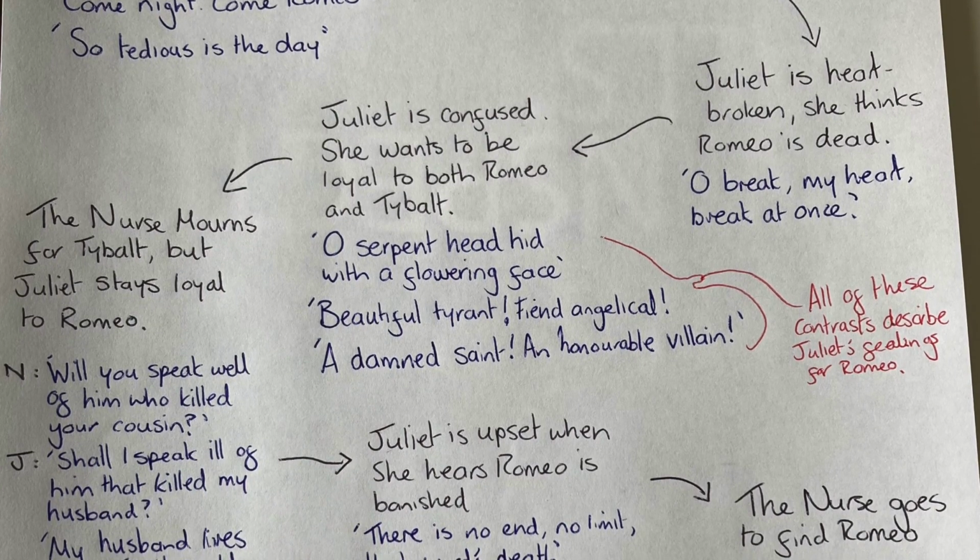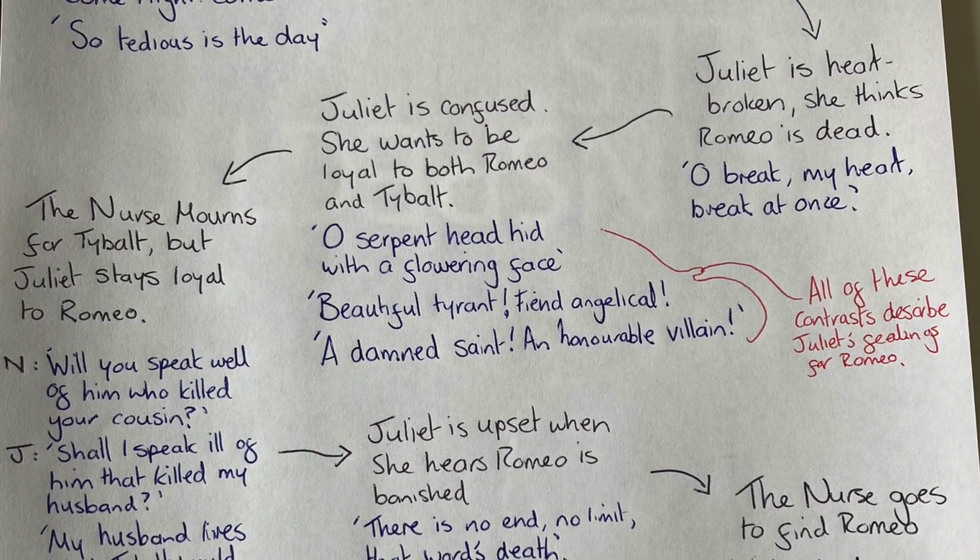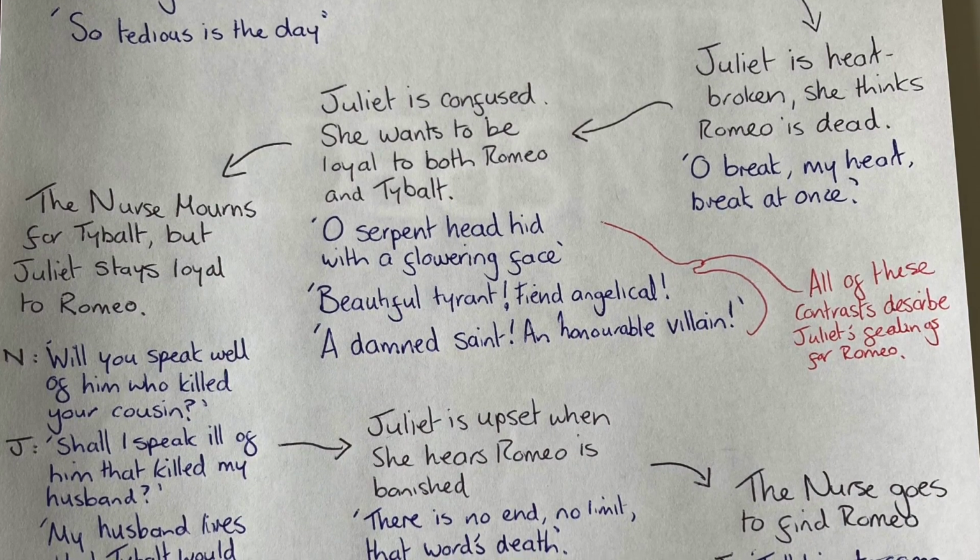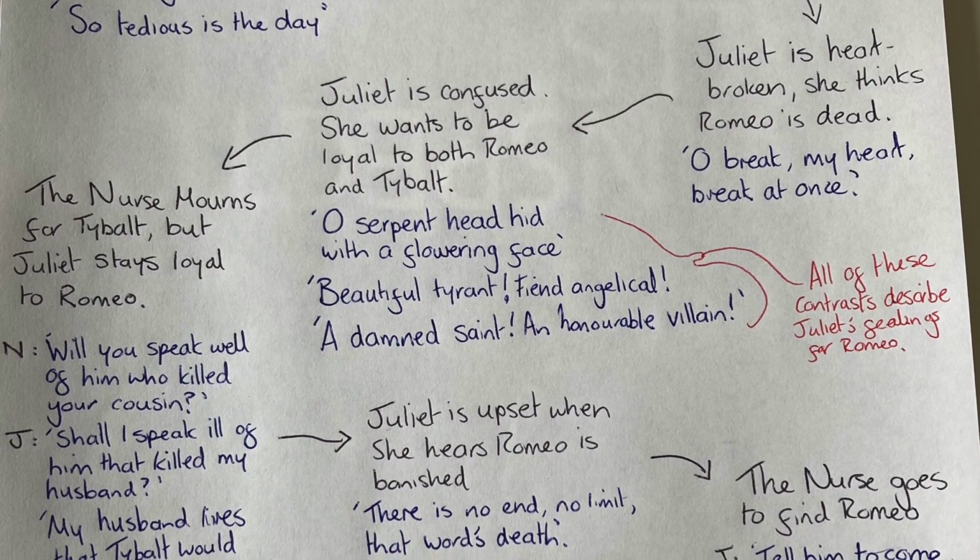Now the nurse, having known Tybalt his entire life, remains loyal to Tybalt, and she questions Juliet's loyalty to Romeo. The nurse says, "Will you speak well of him who killed your cousin?" Whereas Juliet says, "Shall I speak ill of him that killed my husband?"